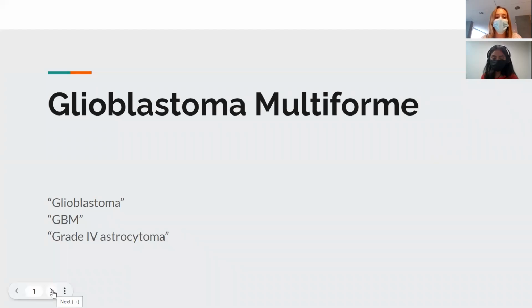Hi guys. So today we're going to talk about glioblastoma multiforme. This is a type of brain tumor and it's a type of astrocytoma. So yeah, if you haven't seen our previous video that talks about astrocytomas, you can pause now, go back and watch that. So glioblastoma multiforme is also known as just glioblastoma. It's also called GBM or grade 4 astrocytoma. So let's get into this.